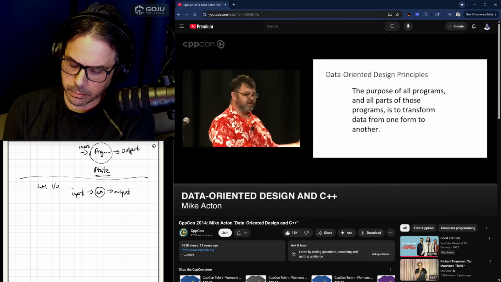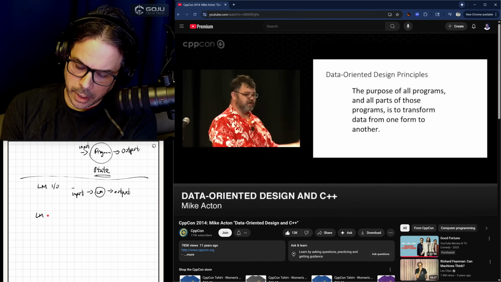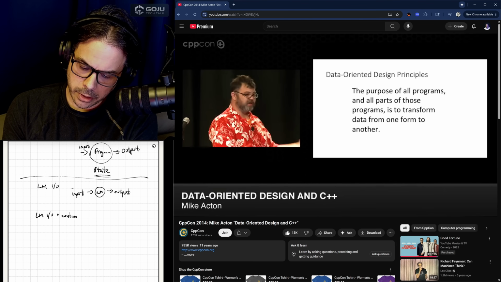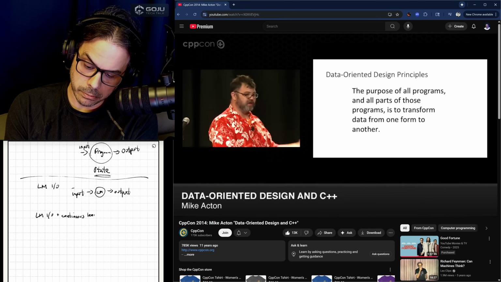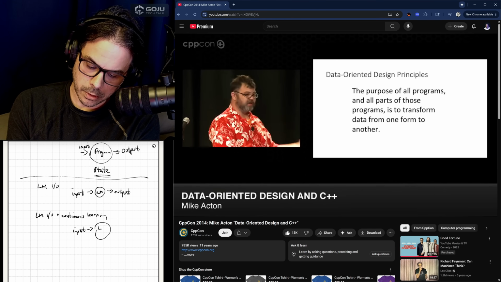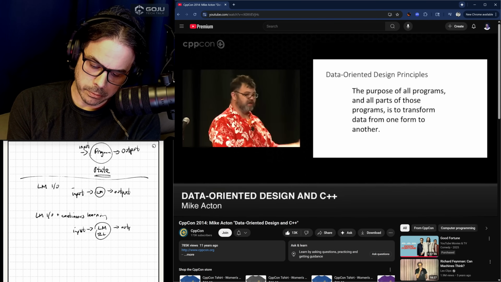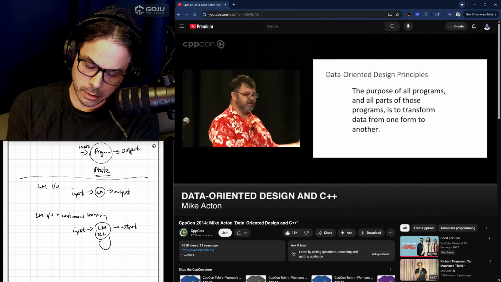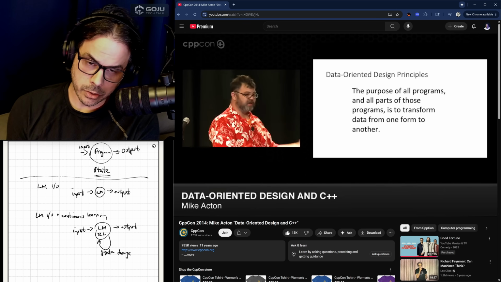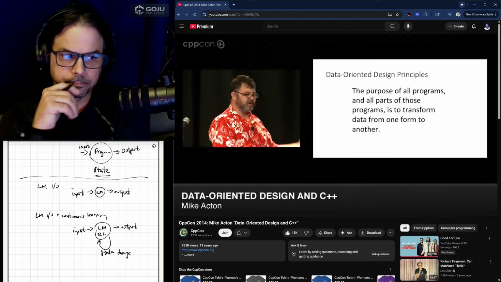Okay. But what about this? What about the case where you have a language model, input, output, but it also does continuous learning? So it has input, just like this other guy. And then it has the language model that uses some degree of reinforcement learning. And then it has this output. And in addition to that, it has a state change. And that state change is internalized into the system, and the system evolves.